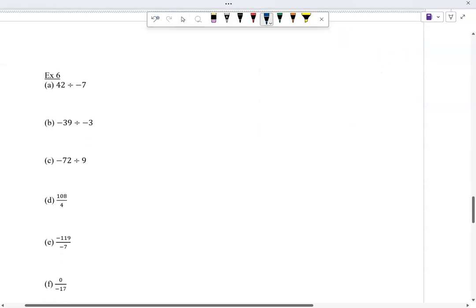So let's do this first one. We've got 42 divided by negative 7. Positive over a negative is a negative, and you take 42 and divide it by 7. You get 6. Negative 39 divided by negative 3. Negative over a negative is a positive, so you get positive 13.